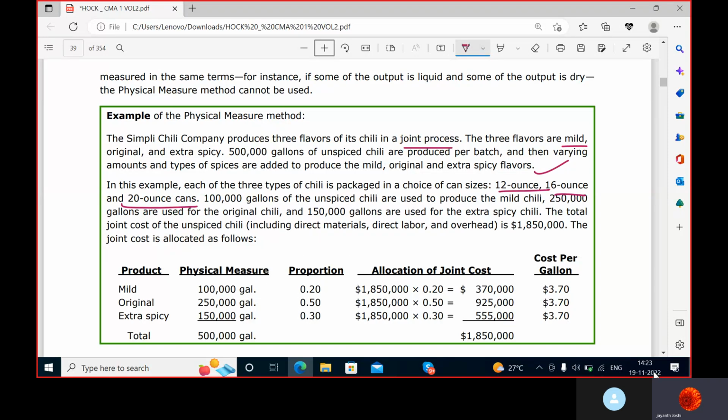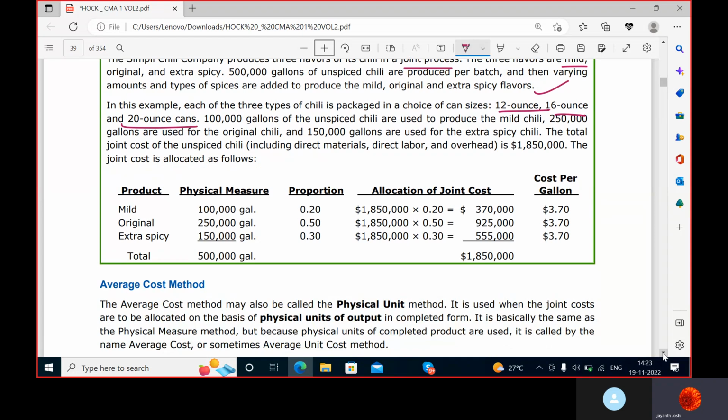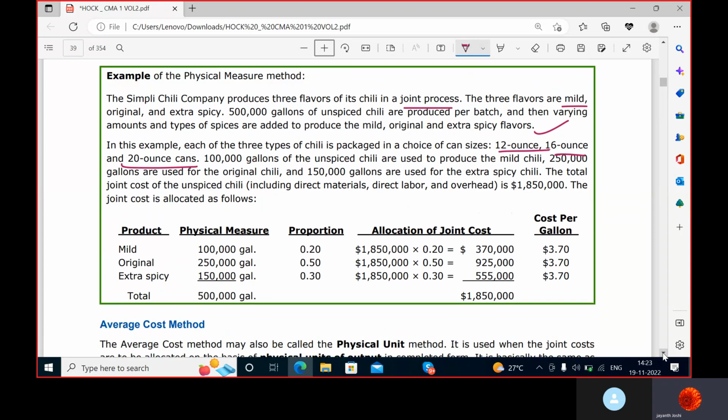So you see, we have this weight now. 500,000 gallons are there. 1 lakh gallons would go for unspiced chili, that is mild. Unspiced or mild is the same. 250,000 gallons original chili, correct? And extra spicy 1.5 lakh gallons, correct? So totally this makes this.